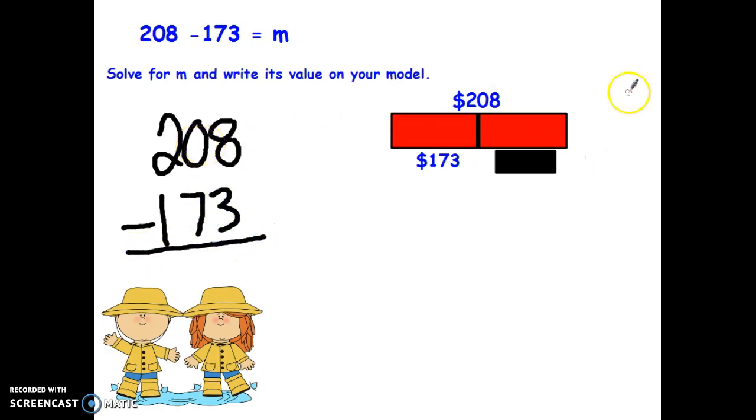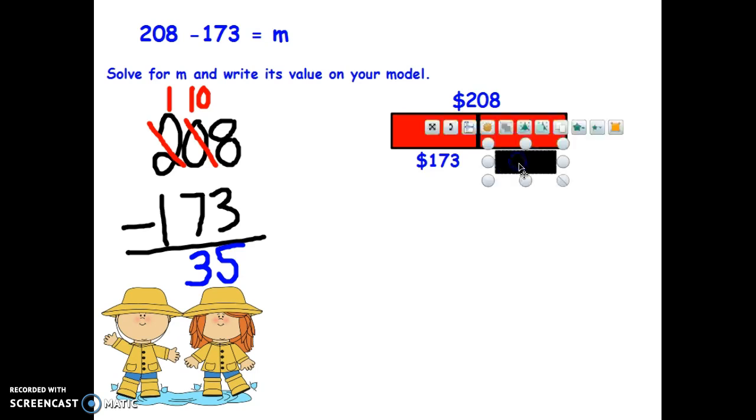Solve our ones column first. I can do 8 minus 3. 8 minus 3 is, think about the answer, 5. I cannot do 0 minus 7, so I have to go next door, borrow 1, add 10 more. 2 turns into a 1, the 0 turns into a 10. 10 minus 7 is 3. And 1 minus 1 is 0.